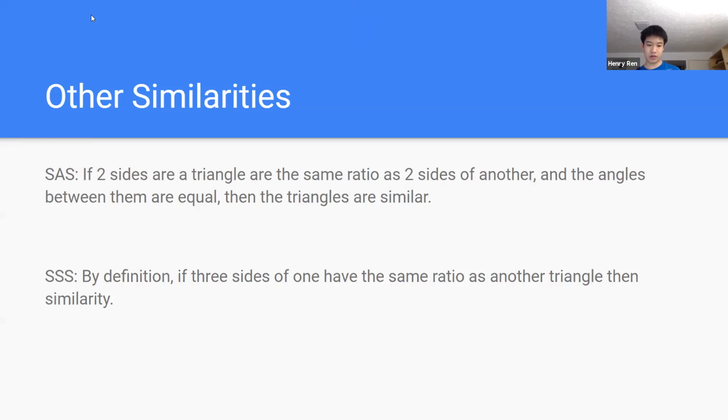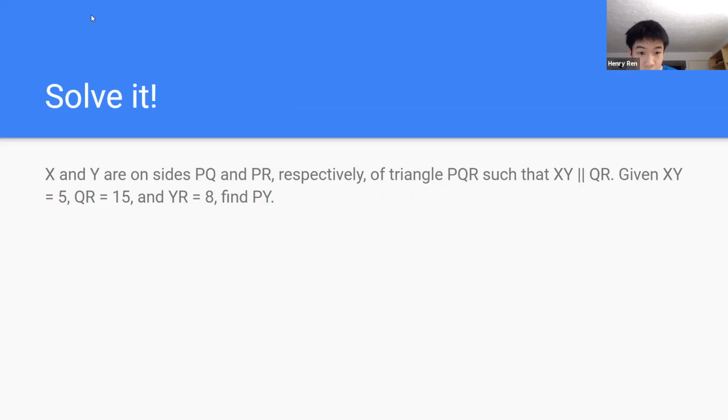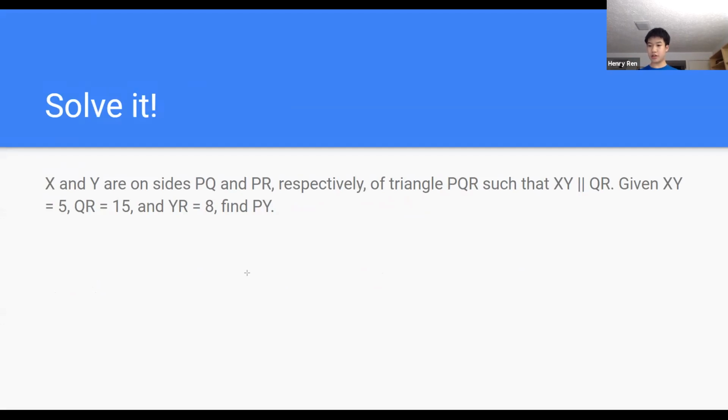All right, solve it. X and Y are on sides PQ and PR respectively of triangle PQR. I'm going to draw this while you guys write it out. Such that XY is parallel to QR. That's what those two vertical lines mean, by the way, parallel. Given XY equals 5, QR equals 15, and YR equals 8, find PY.